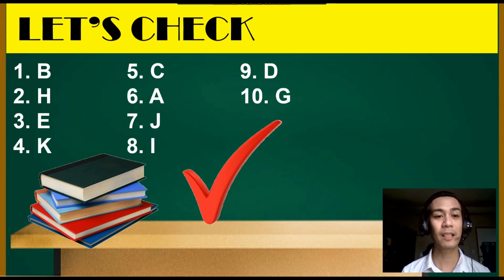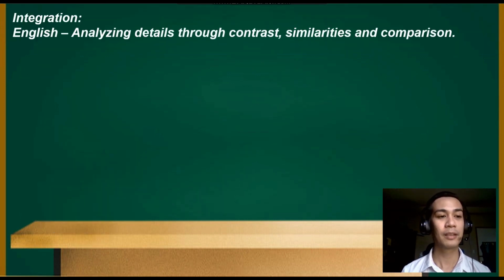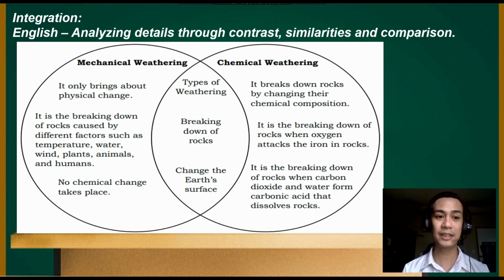All right. So let's move. For the integration, we have English again, analyzing details through contrast, similarities, and comparison. There it is. We have to differentiate as well as compare the similarity of the mechanical weathering and the chemical weathering.